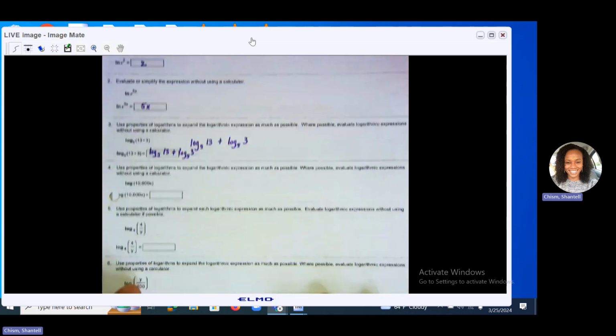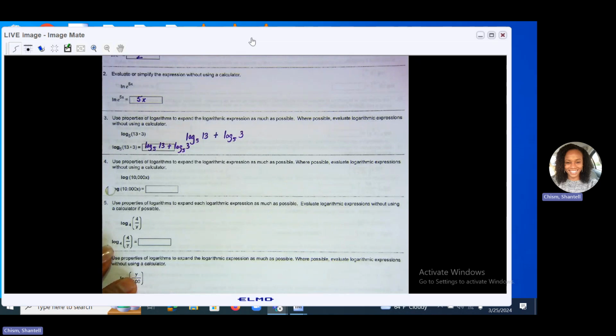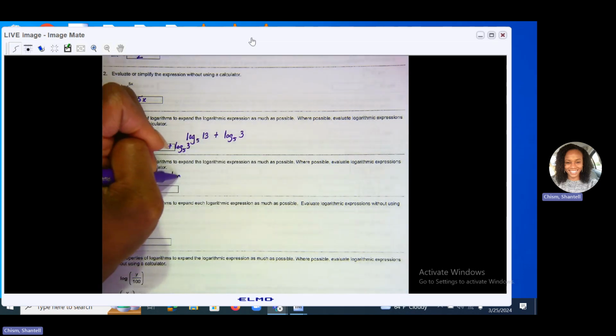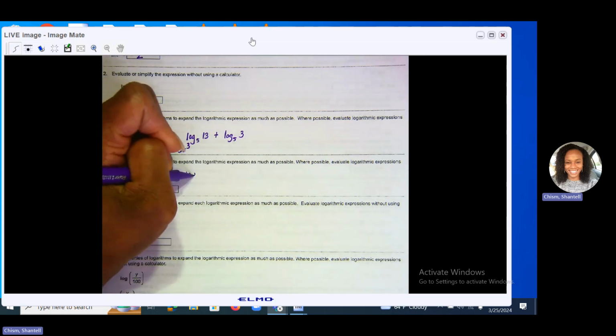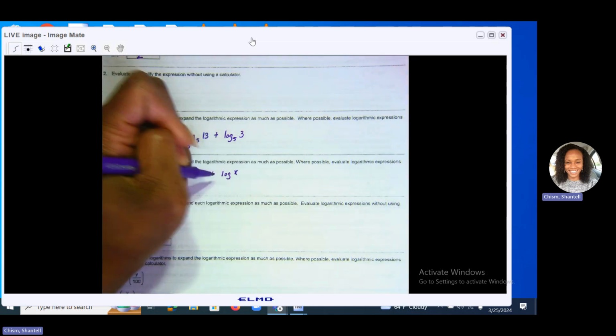Okay? Number 4, use properties of logarithms to expand the logarithmic expression as much as possible. So again, this is another expansion problem. Look at what's taking place here. This is a product, 10,000 times x, log of 10,000 x. So this is a product, which is log of 10,000 plus log of x.